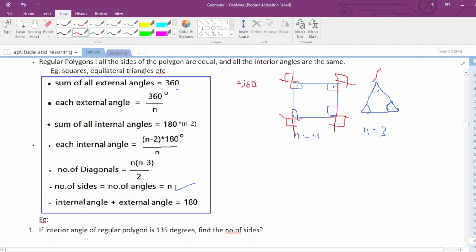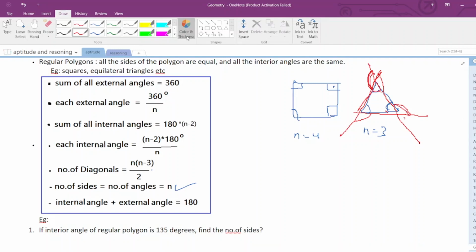In the same way, this is a triangle. For the triangle also the same. If you draw these lines here, this angle is 120, this angle is 120, and this angle is 120. All the red angles are 120, 120, 120, which sum to 360. That's why we can say that the sum of all external angles is equal to 360.